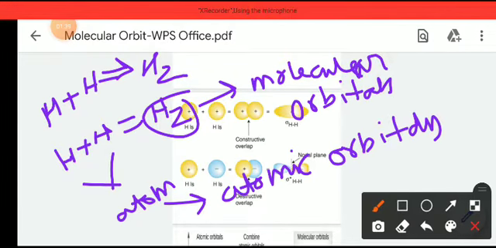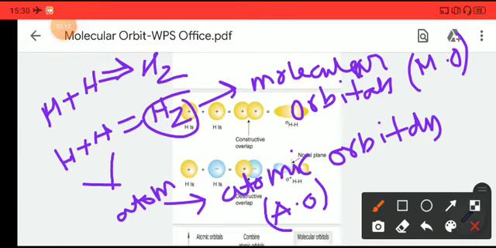In short, in the case of hydrogen, the orbital of a single hydrogen atom is called the atomic orbital, or AO in short. When two atoms of hydrogen are joined together to form a molecule like H2, H2 is a molecule and its orbital is called a molecular orbital, or MO.